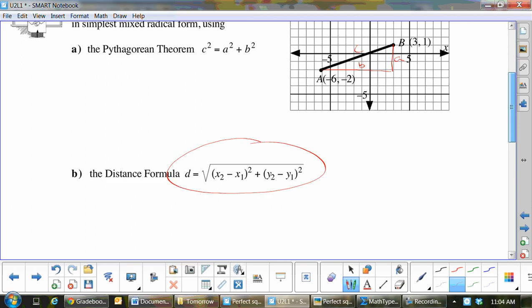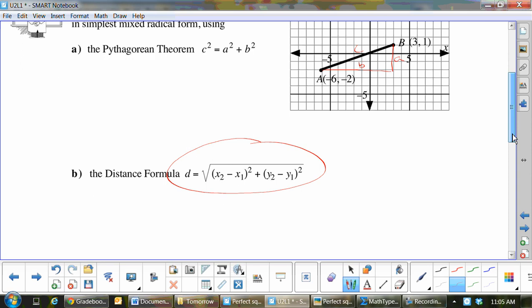Here you have these X2, X1s, Y2, Y1s. Like, oh, Mr., which one do you pick? It doesn't matter which one you pick, but if you're going to call that X1, call the buddy Y1. Don't call it X1, Y2. Bad things will happen. You'll get them wrong all the time.